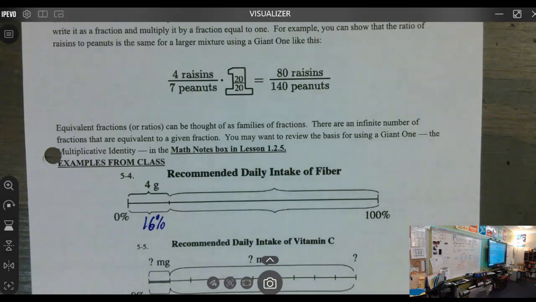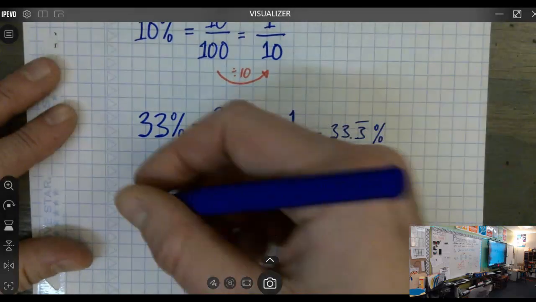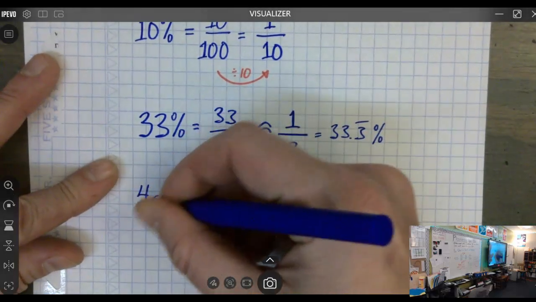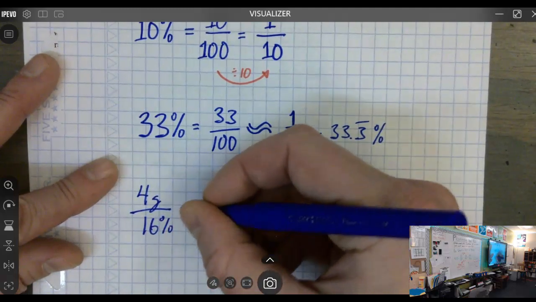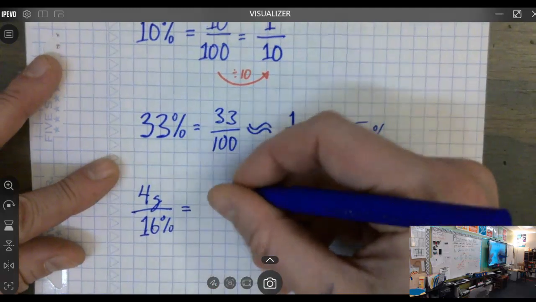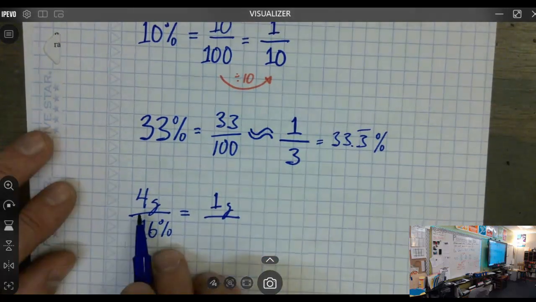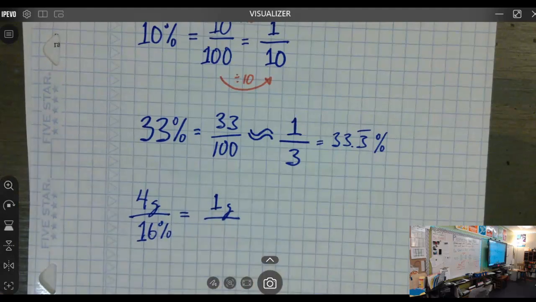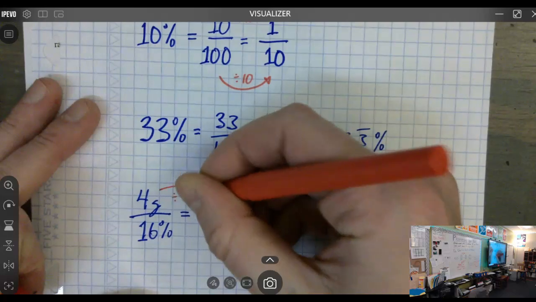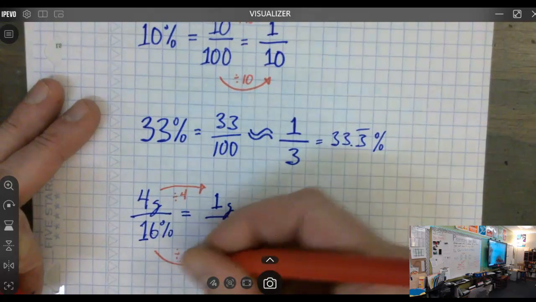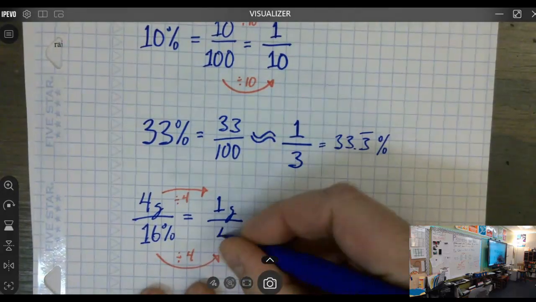And if we set up, now you could do this on that other paper, but I like having a clean workspace. If I set up that 4 grams is 16%, could I figure out how much 1 gram would be worth? How could I go from 4 to 1? Divide by 4. So we divide by 4. So what percent is 1 gram? So 1 gram would be 4.